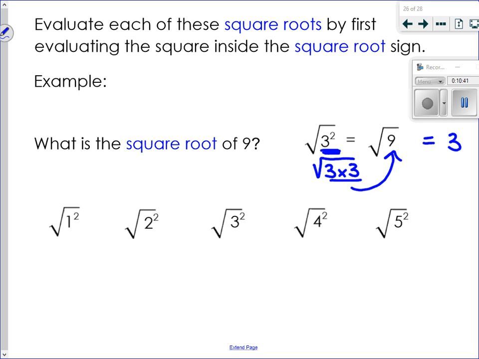Okay? So let's have a look at 1 squared. The square root of 1 squared. What this is really asking us for is the square root of 1 times 1. That's the square root of 1. And for the square root of 1, what two identical factors multiply together to give us an answer of 1? Well, 1 times 1, right?